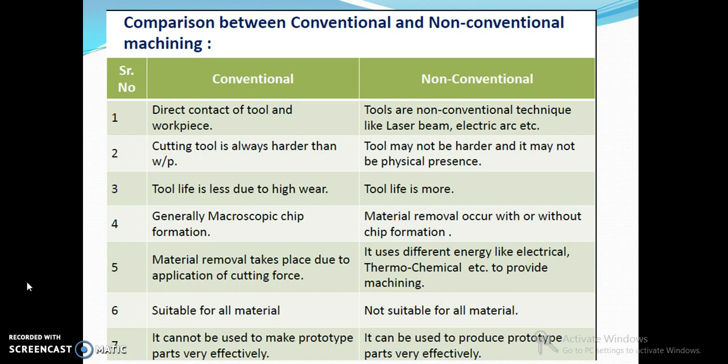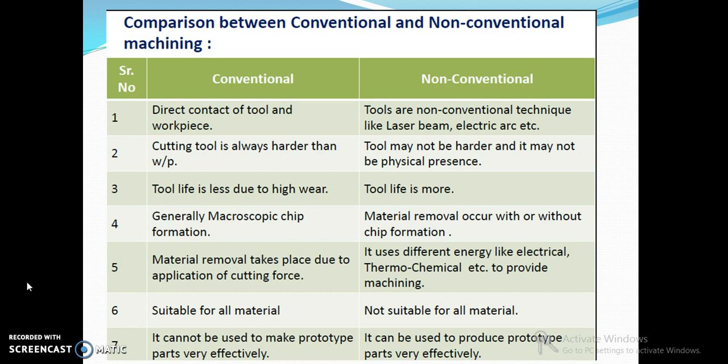The fourth parameter is general macroscopic chip formation. In the conventional machining process, we can observe that chips form during machining. In the non-conventional machining process, material removal occurs with or without chip formation. The fifth parameter is that material removal takes place due to the application of cutting forces in conventional machining, but in non-conventional machining, it uses different energies like electrical energy, thermochemical, and thermoelectrical energy to provide the machining.